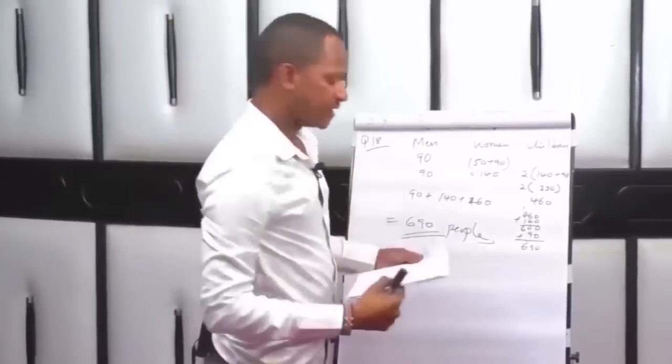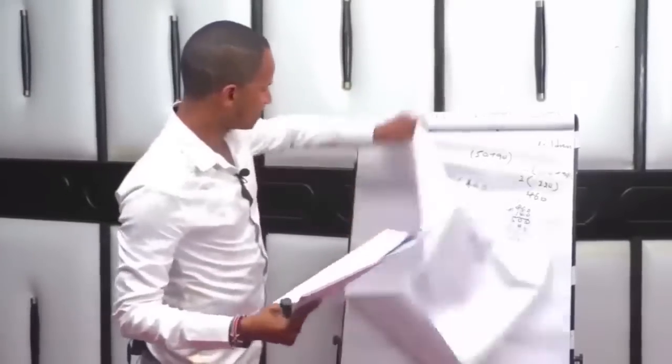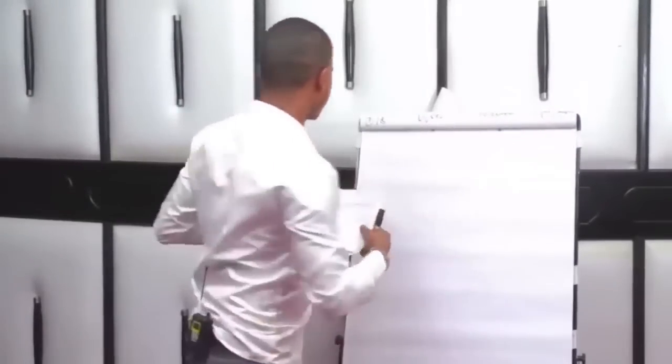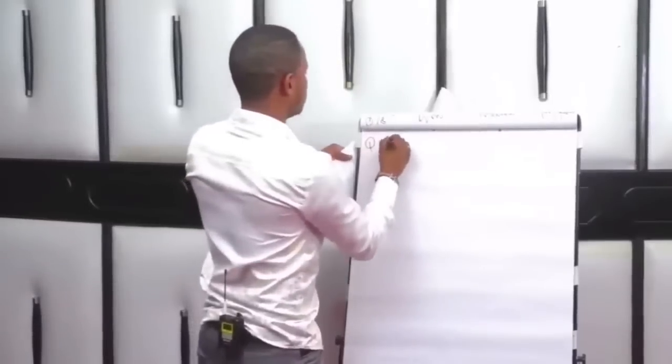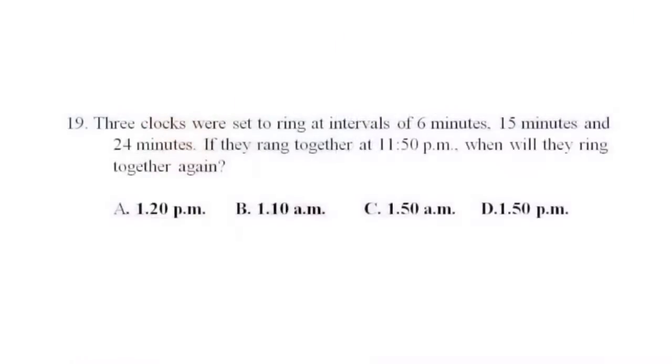Two more questions and we are done. Question 19. 3 clocks. This one is very common, and this one can also bring a big problem to even people who are ahead, but it is very simple. It's just an application.